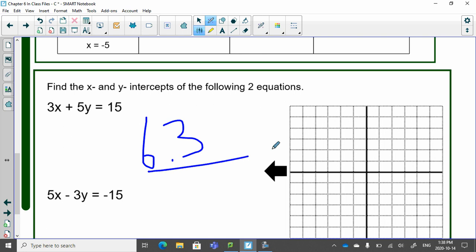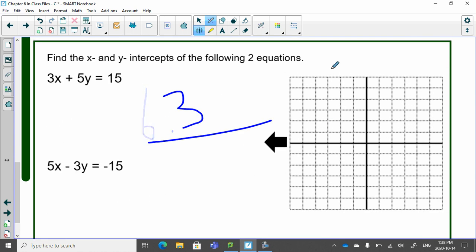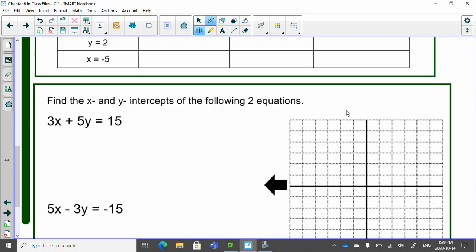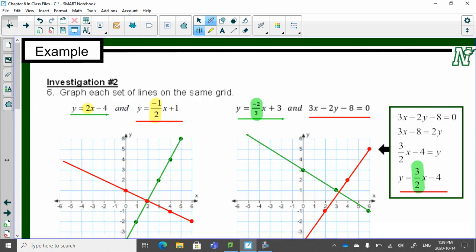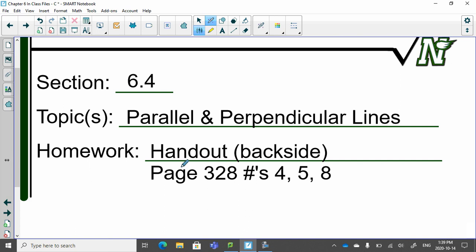Section 6.3, practice these two. Find the intercepts and graph them, and then see if you can find out what the relationship is. So that's the handout you're going to do. We'll take that up in class. So that is this handout right here that I asked you to do, the backside. These questions in the textbook, and we will take up any issues with that next time you're in class.